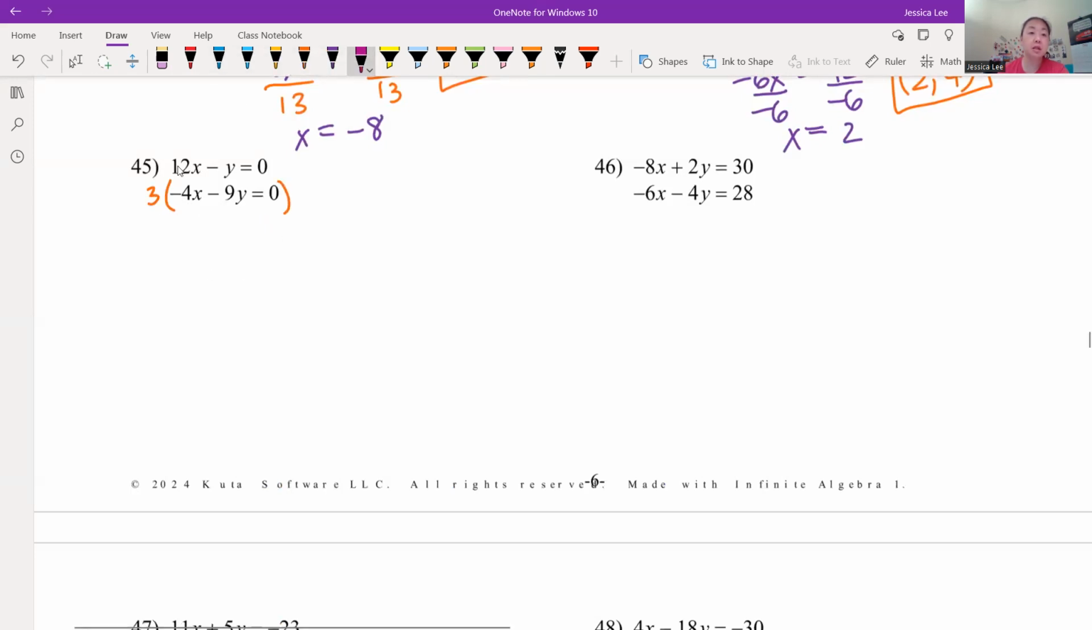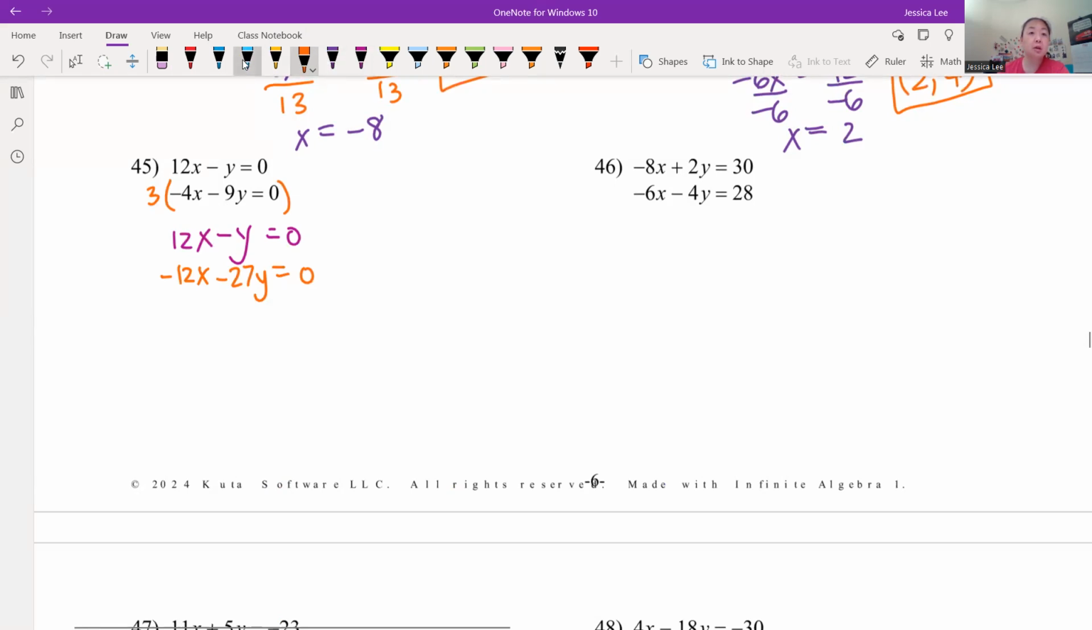So the top is going to stay the same because I'm not doing anything to the top. So I'm going to just copy that down. And then the bottom, so 3 times negative 4x is negative 12x. 3 times 9 is going to be minus 27y is equal to 3 times 0, which is 0. Okay? We get to multiply that last number as well.